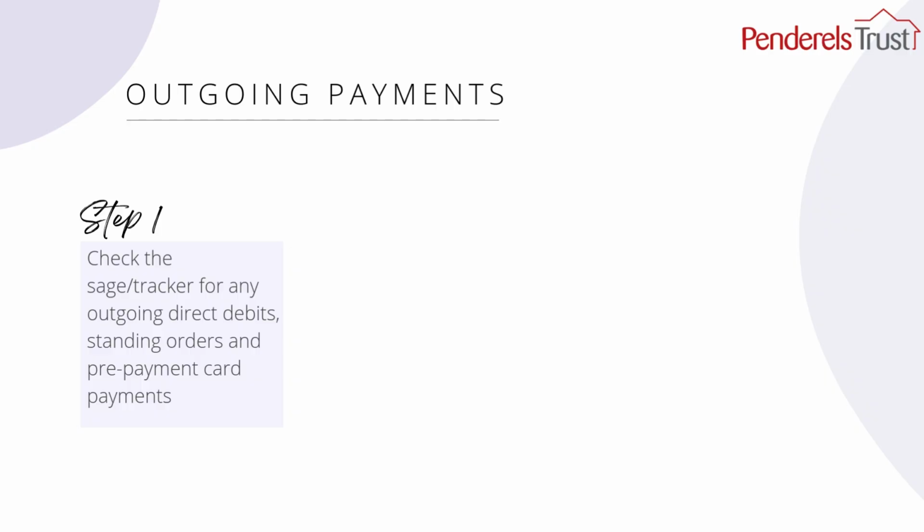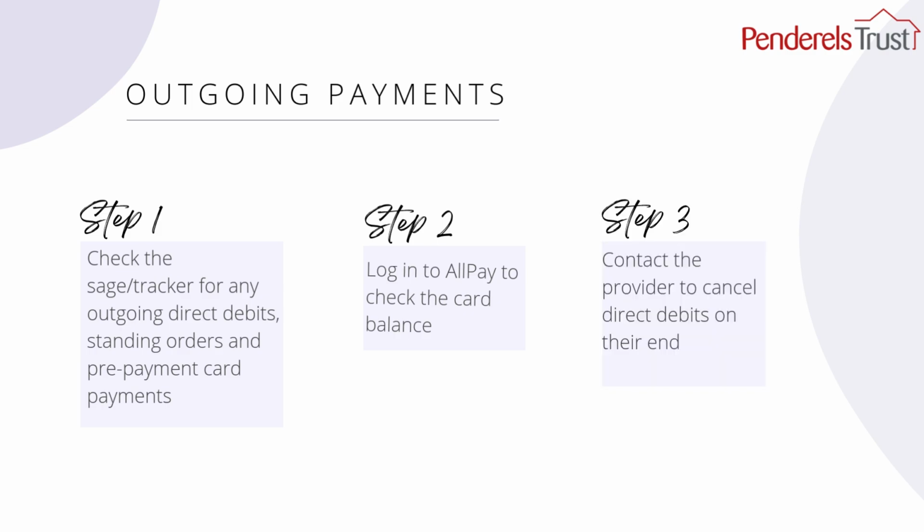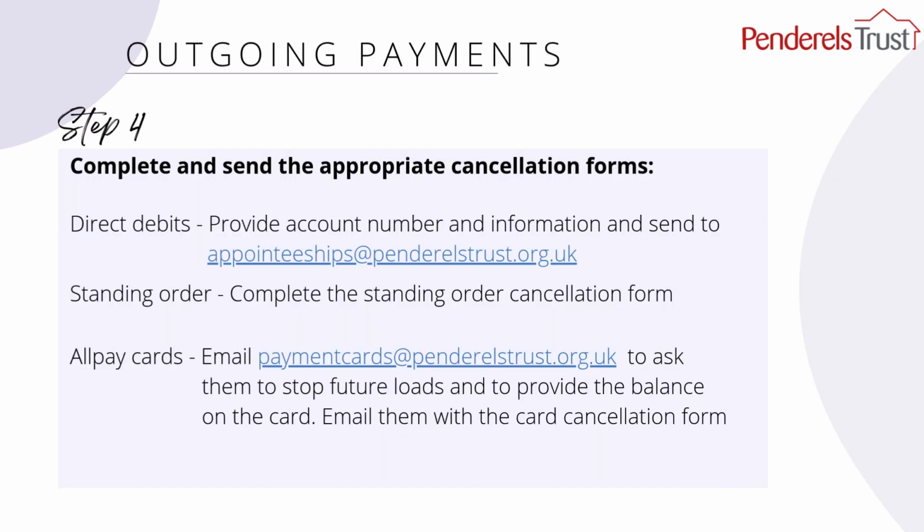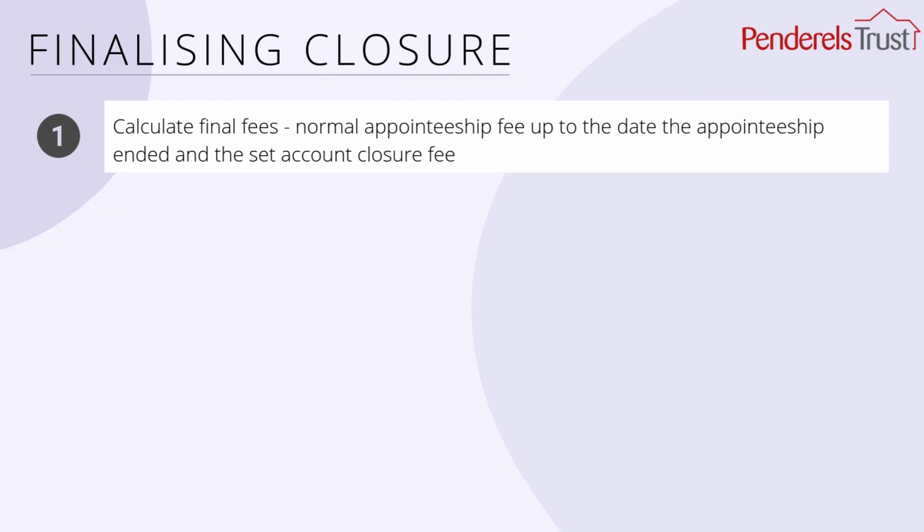Next, you will need to cancel any outgoing payments. You should check for any direct debits, standing orders and prepayment card payments. Log into AllPay to check the card balance, and contact the provider to cancel any direct debits on their end. To cancel the outgoing payments, you will need to complete and send the appropriate cancellation form to the right finance email address.